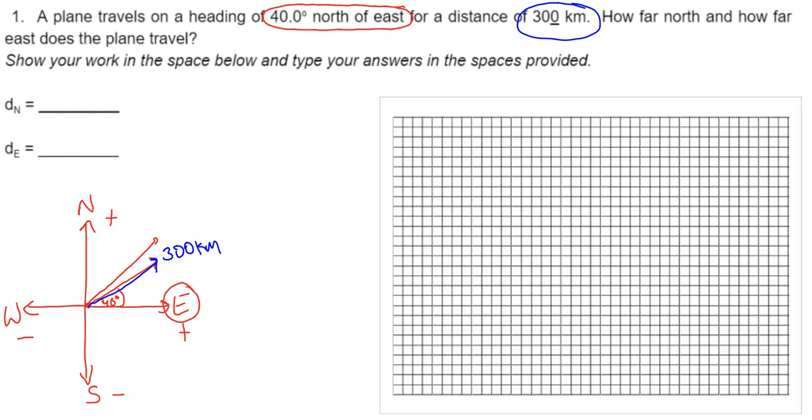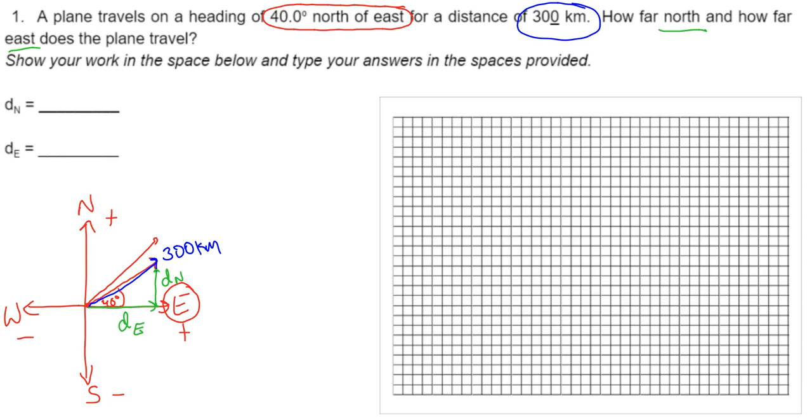How far north and how far east does the plane travel? So it wants us to break it into the north component and the east component. So how far north has it gone? Its distance to the north. And how far east has it gone? Its distance to the east.